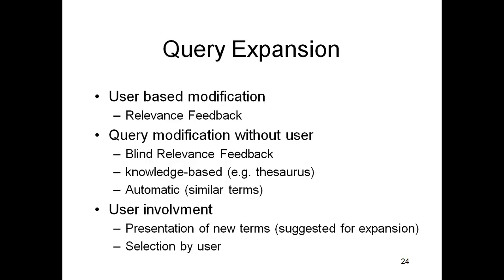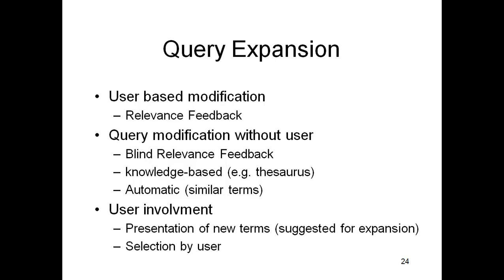The goal is always to give more information to the system, to have more query terms than the user types, because we know more information is typically better. So we have a very short query, and we try to get different terms that hopefully are useful for this user intent. So we have user-based modification, relevance feedback, but we can also have query modifications without user involvement.